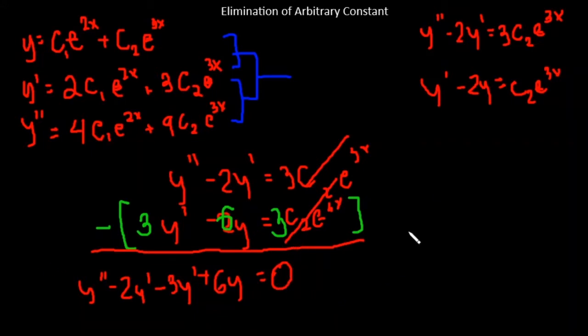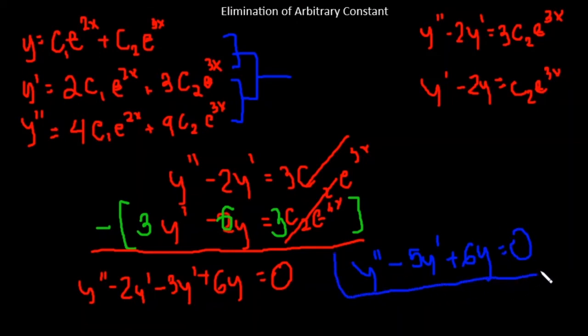So rearrange na lang natin to. Y double prime negative 2y prime minus 3y prime magiging negative 5y prime plus 6y equals 0. So ito na yung final answer. So wala nang natirang arbitrary constants.